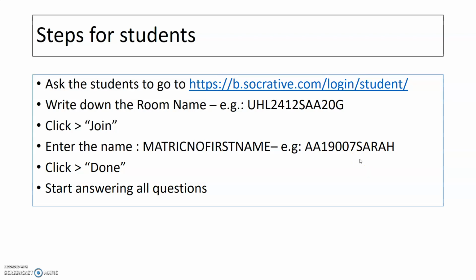So for example, your metric number is AA19007 Muhammad. The second person who has the same name as you, Muhammad as well, his ID number or metric number will be, for example, SA19123. So you don't have to worry about that. Once you have keyed in your metric number and your first name, click done, and you can start answering all of the questions.